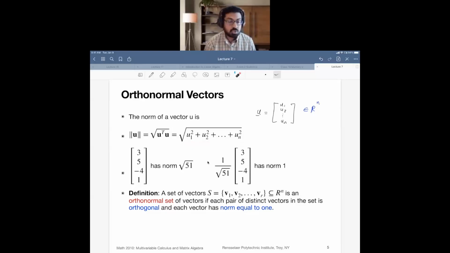Now, how is this useful? Well, if you divide the vector elements by its norm, then what you get is a vector in the same direction with a norm of 1. Let's take a look at that with this example.